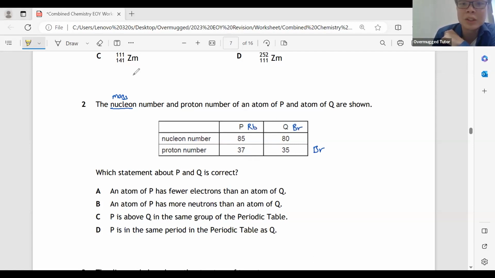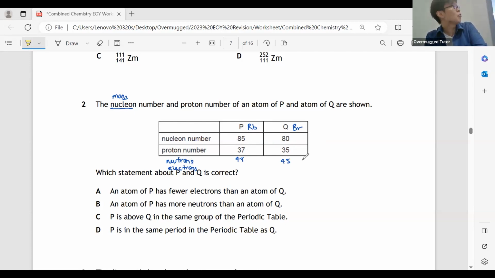If you don't like dealing with unknowns, now you know the identity. You can only do this if you know the proton number. Why? Because proton number and number of protons don't change. Then you have a few statements here. What I suggest you to do is write out all the neutrons and electrons. How to get neutrons? Just take the large number, the mass, minus proton number. Quick math, this is 48 for P and 45 for Q. This is the number of neutrons.